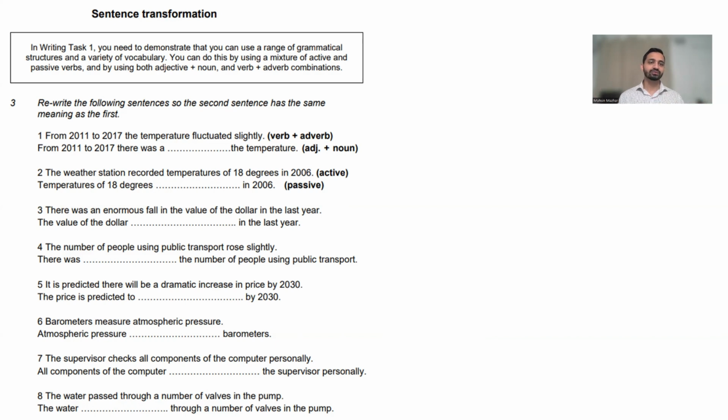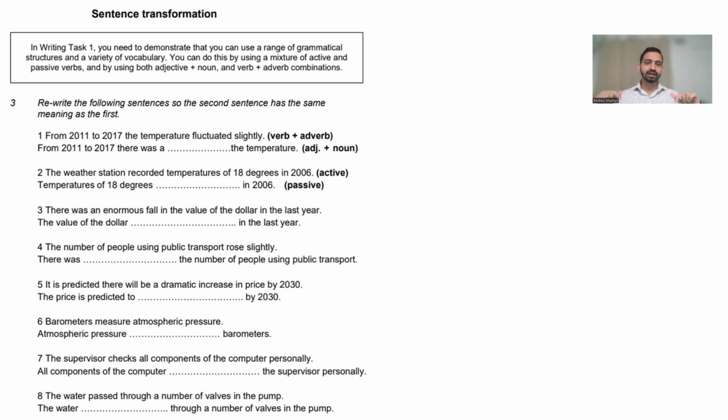I want you to rewrite the following sentences so the second sentence has the same meaning as the first sentence. So let's look at the first sentence here. From 2011 to 2017, the temperature fluctuated slightly. Fluctuated is a verb and slightly is the adverb. That is one way of describing it.